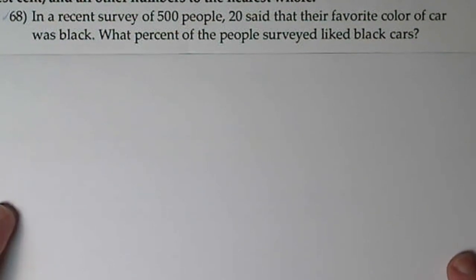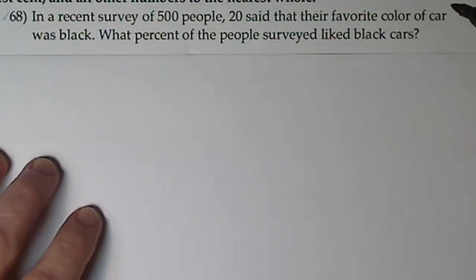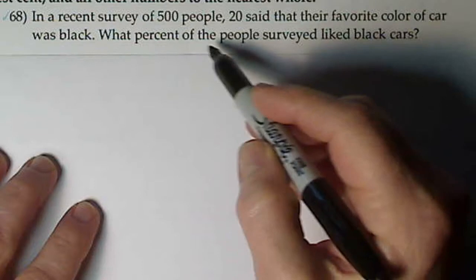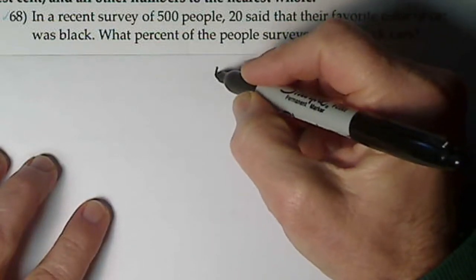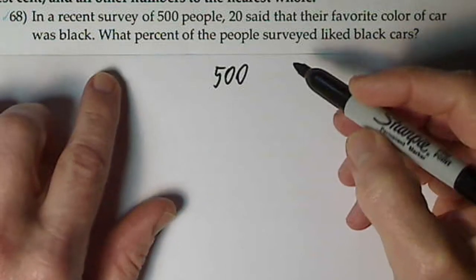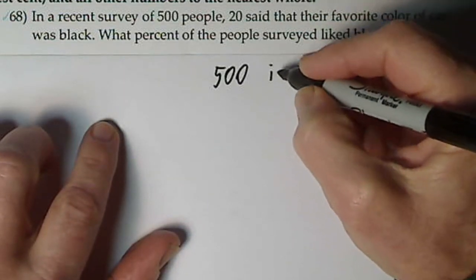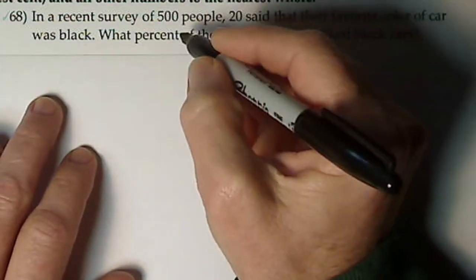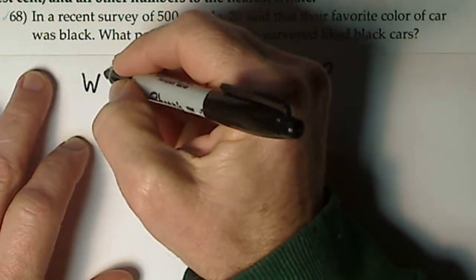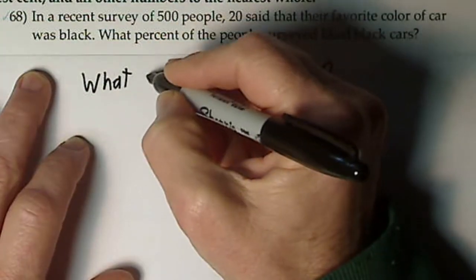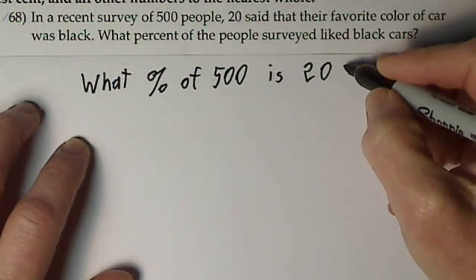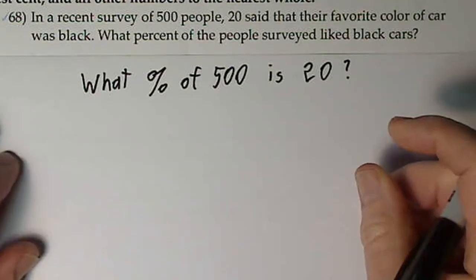Alright, so we've got 500 people, 20 say the favorite color is black, so what percent of the people? So it's saying what percent of 500 is 20. Okay, so it's what percent of 500 is 20. Alright, this could also be worded a different way.